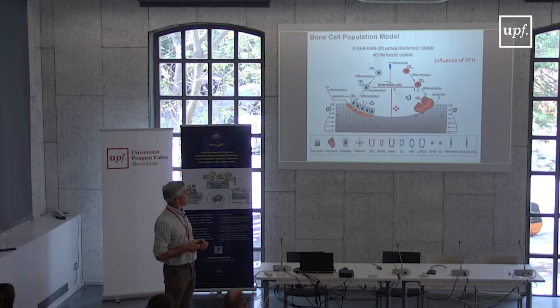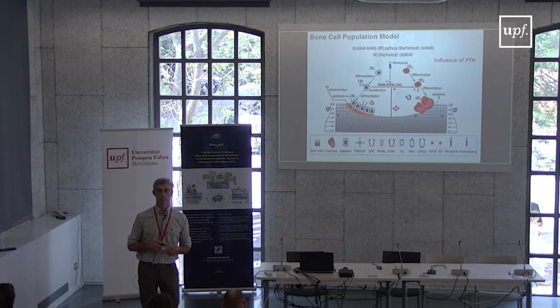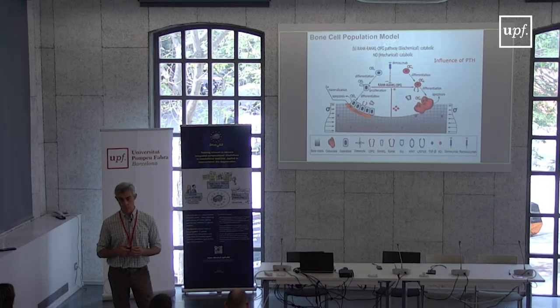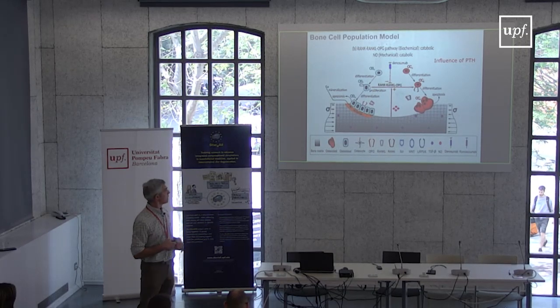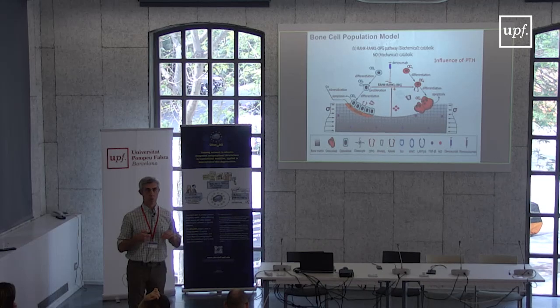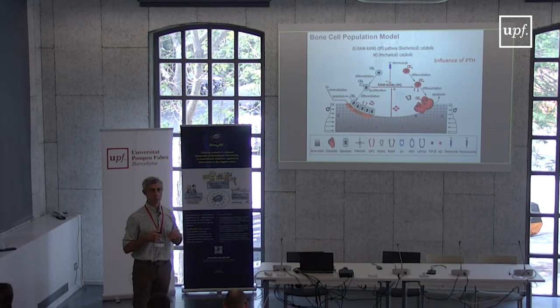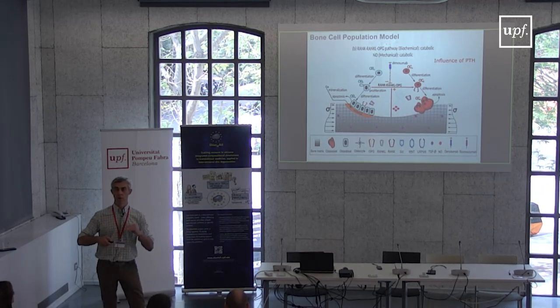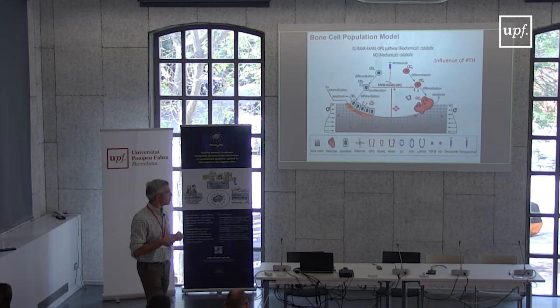And I need to talk about the role of PTH, which is a hormone secreted by the parathyroid glands, which are close to the thyroid, which enhances the production of RANK ligand and decreases the production of OPG. So basically what PTH is doing is promoting this differentiation. If you have higher PTH levels, then you will end up having more osteoclasts.